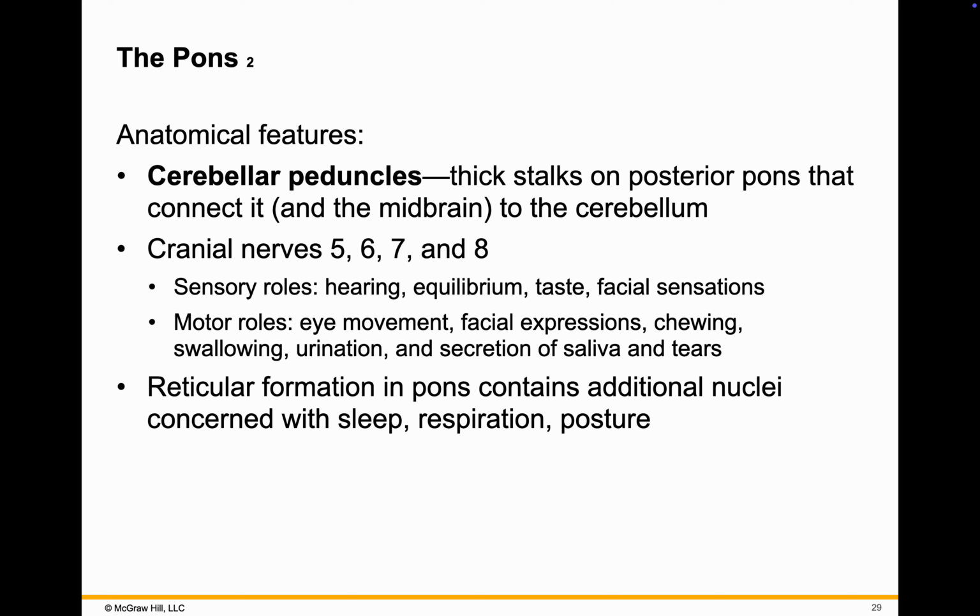cerebellum. Here we have cranial nerves 5, 6, 7, and 8, which have sensory roles in hearing, equilibrium, taste, and facial sensation, as well as motor roles in eye movement, facial expression, chewing, swallowing, urination, and secretion of saliva and tears. The reticular formation is also in the pons. It has additional nuclei, and here they are generally concerned with sleep, respiration, and posture.